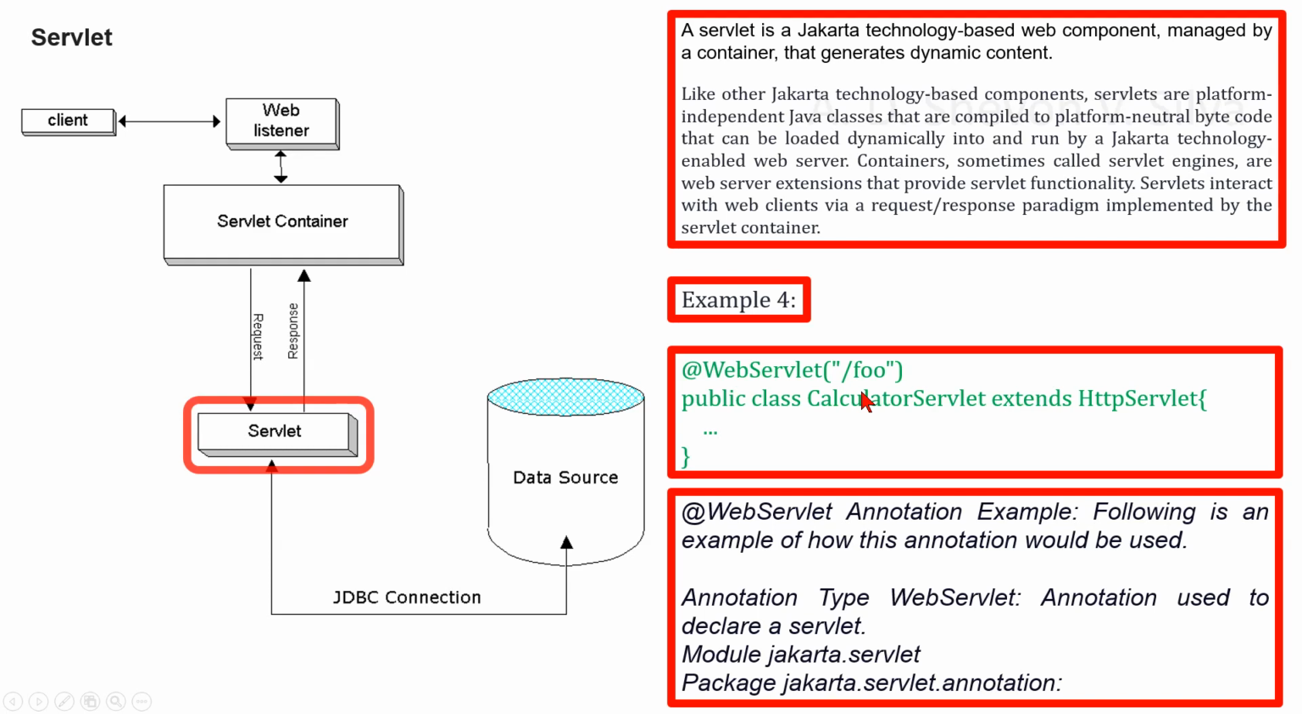It is recommended to use value when the only attribute on the annotation is the URL pattern, and to use the URL patterns attribute when the other attributes are also used. It is illegal to have both value and URL patterns attributes used together on the same annotation. The default name of the servlet, if not specified, is the fully qualified class name. The annotated servlet must specify at least one URL pattern to be deployed.